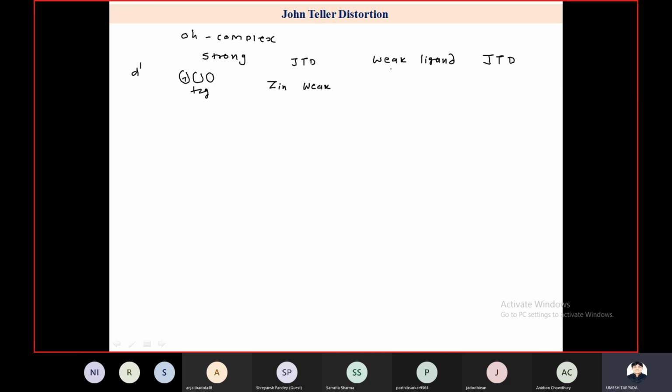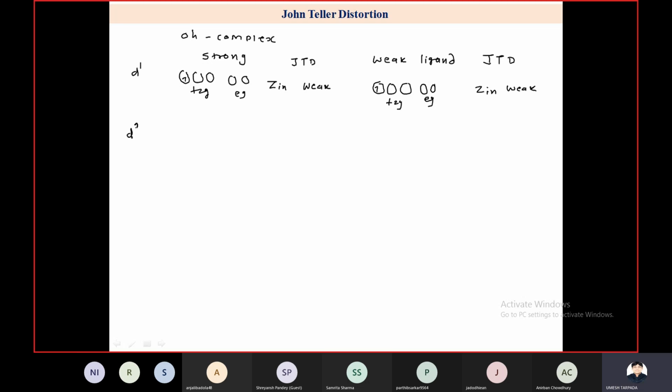Now a weak field ligand is there, so at that time you have a D1 configuration. So one electron gets occupied again in T2G. EG remains vacant, so you can have a Jahn-Teller distortion, but it is again Z in and it is weak.